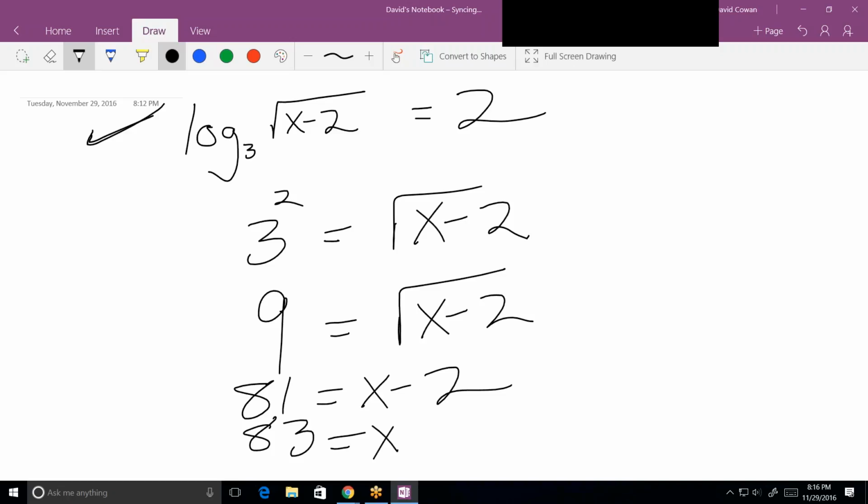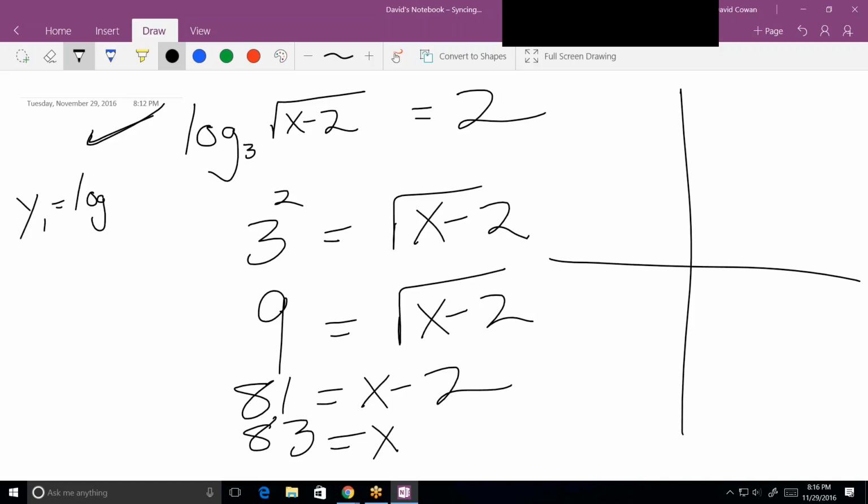No. Okay. Now, how would you prove that this is okay by graphing it? How would you prove that the solution is x equals 83? Put it into the calculator and then put in the equation x equals 83. Here's the way I would do it. Y sub 1 equals the log base 3 of the square root of x minus 2, and y sub 2 equals 2.